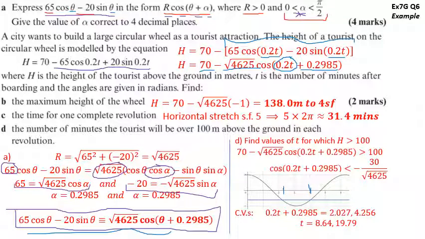And then look back at the question. T is defined as the number of minutes after boarding. And the question is asking, what is the number of minutes the tourist will be over 100 meters above the ground? H greater than 100 corresponds, like we said, to this cos graph being less than negative 30 over root 4625. And that happens between these two t values. So subtract one from the other, and we get the total time for which we are above 100 meters.